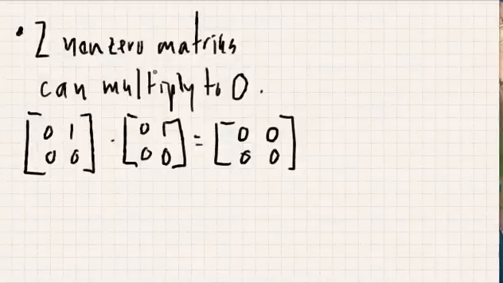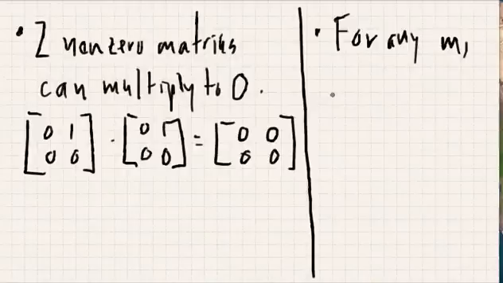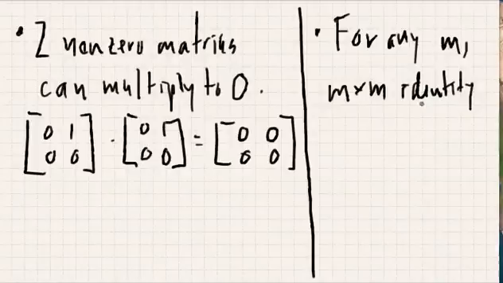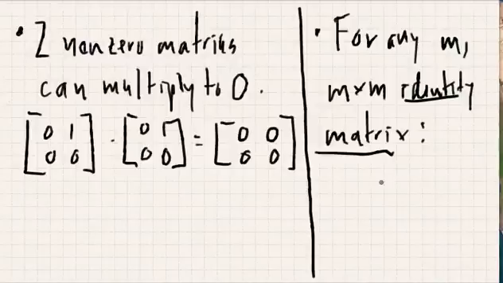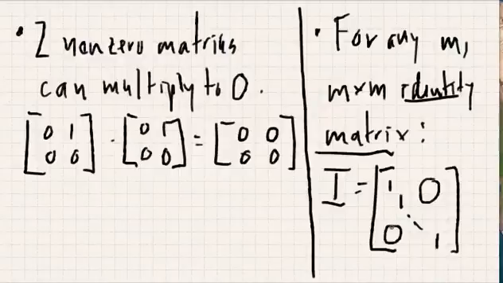Now there are some special matrices that I forget if the book actually goes into in this case, but for any number m, we have an m by m identity matrix. And what it looks like is this. We generally denote it by I, and it has ones on the main diagonal, and it has zeros everywhere else.